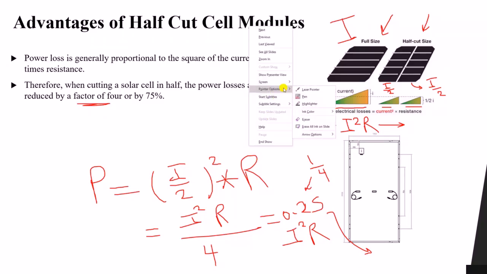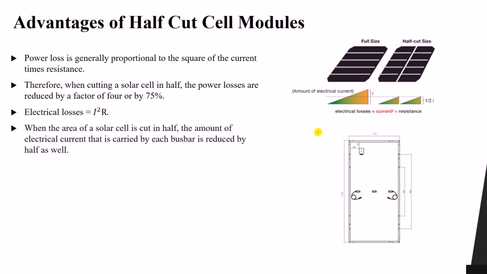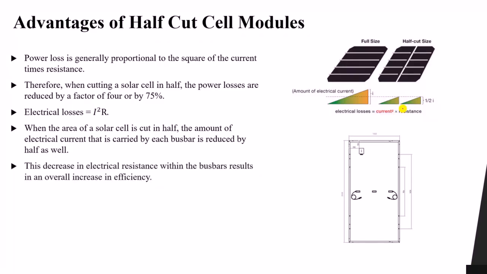And this came from I squared R, as we said. Now, when the area of the solar cell is cut in half, the amount of electrical current carried by each bus bar is reduced by half as well, as we said here. This decrease in the electrical resistance within the bus bars results in an increase in efficiency, because as you can see here, instead of having this long bus bar, we now divide it into half, so the length is smaller, so the resistance is smaller.